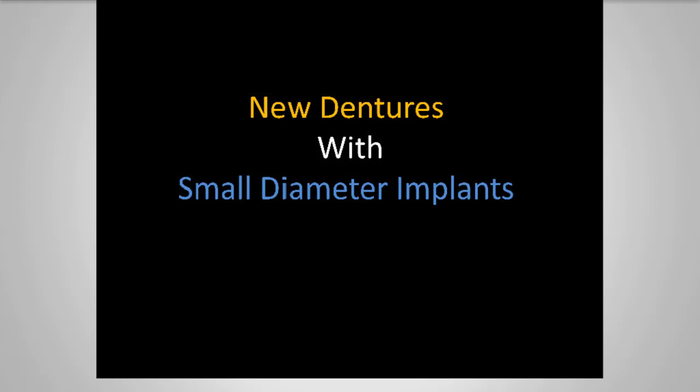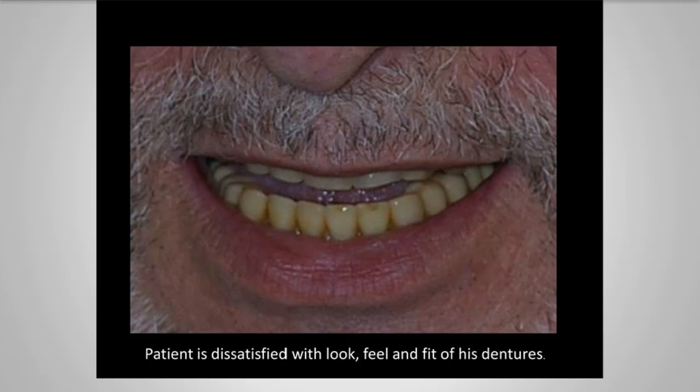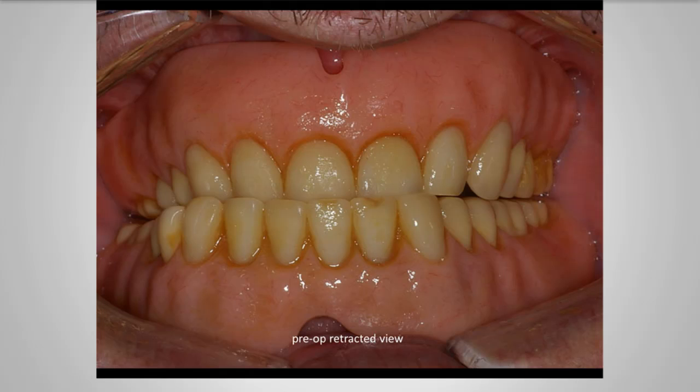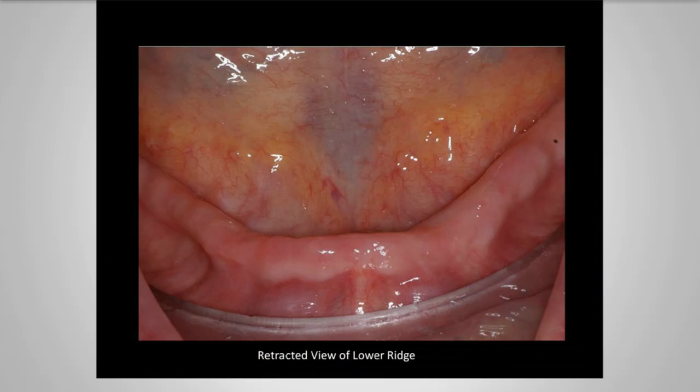New dentures with small diameter implants. This patient presented to my practice with these existing dentures that were over 17 years old. He was not only dissatisfied with the look, but also the feel and fit of his dentures. Upon closer examination, not only do we see the staining in these dentures, but we also see that the bite is a class 3. We also notice that the lower ridge is not very retentive at all.